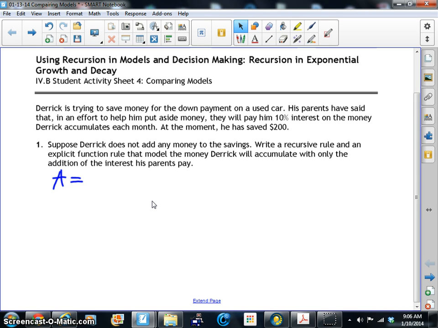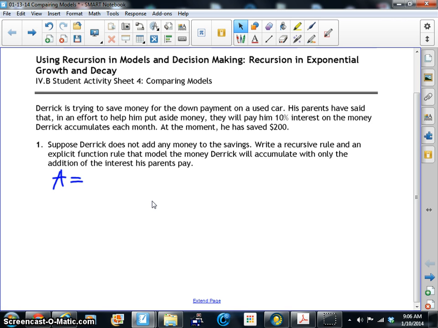This activity sheet is about comparing models. In this example, we're taking a look at money savings over time. Derek is trying to save money for the down payment on a used car. His parents have said that in an effort to help him put money aside, they'll pay him 10% interest on the money Derek accumulates each month.